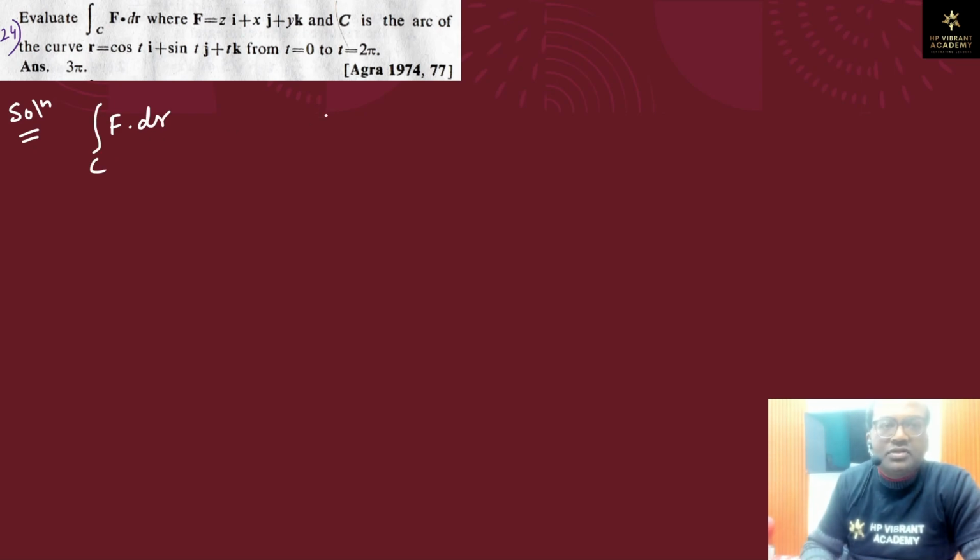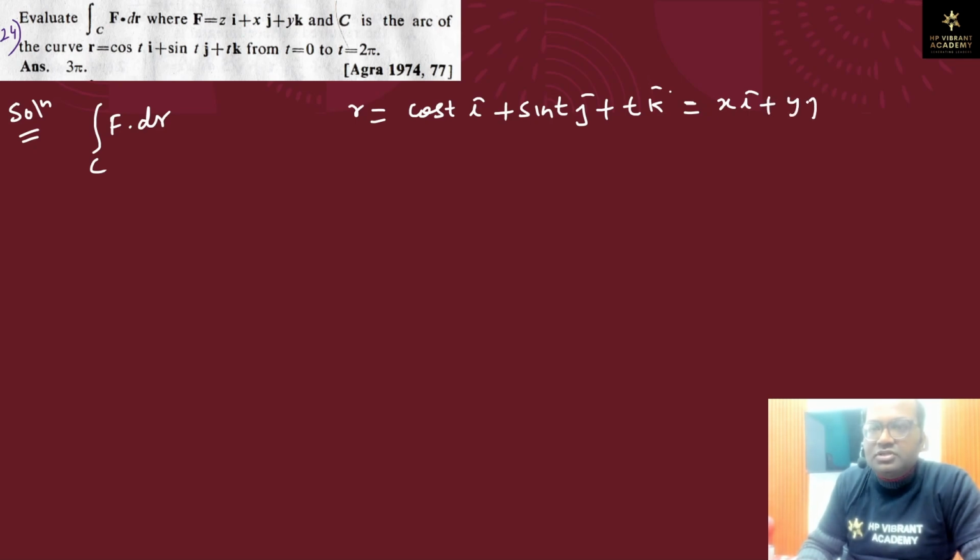Let us discuss question number 24. How can we solve this? We have to find the integral of f dot dr along the curve C. An arc of the curve is given as r is equal to cos t i cap plus sin t j cap plus t k cap. Let us compare this with the position vector in Cartesian coordinates, x i cap plus y j cap plus z k cap. So we have x is equal to cos t, y is equal to sin t, and z is equal to t.